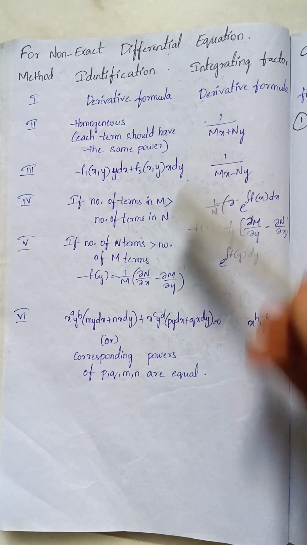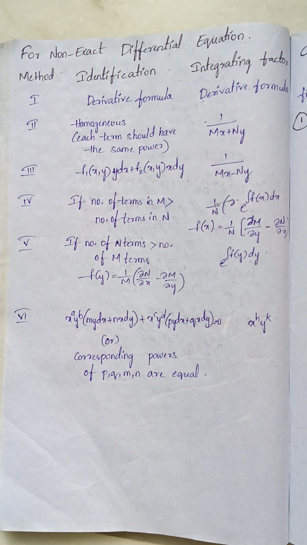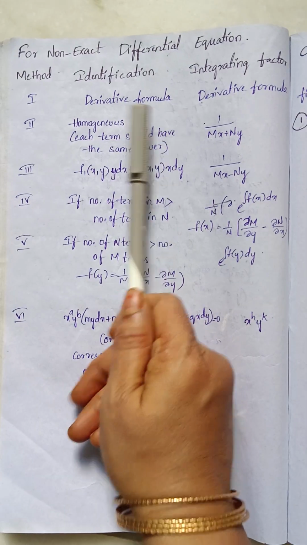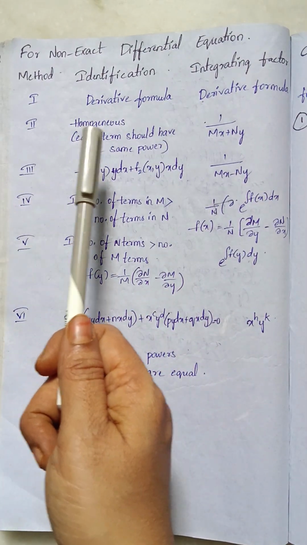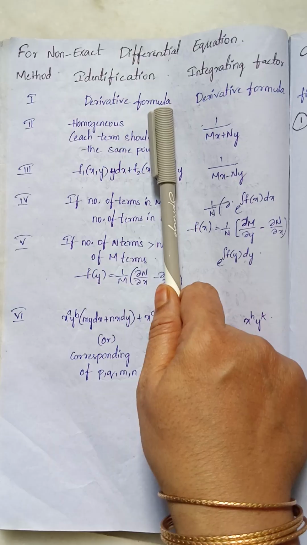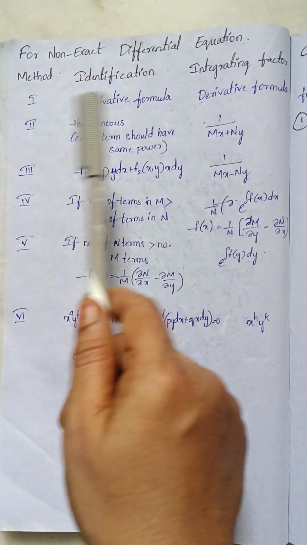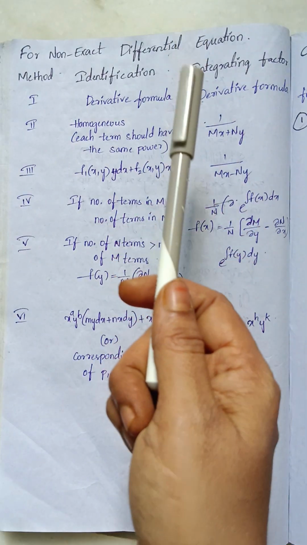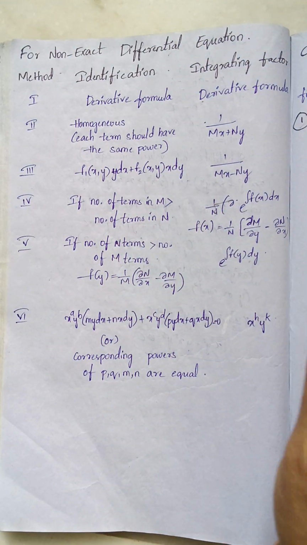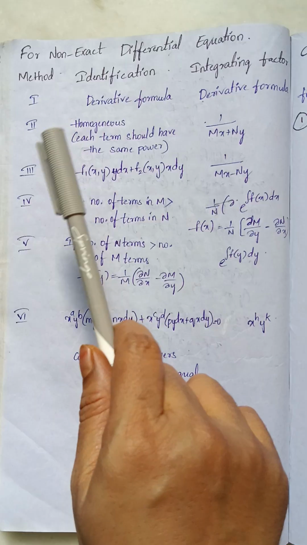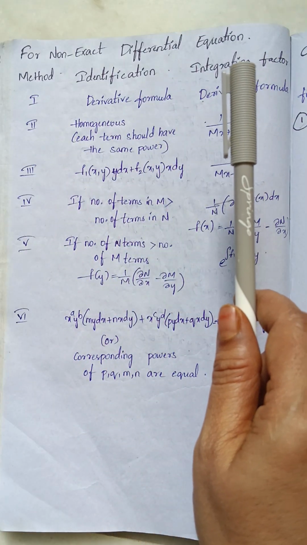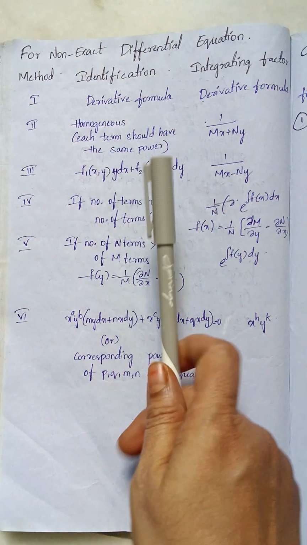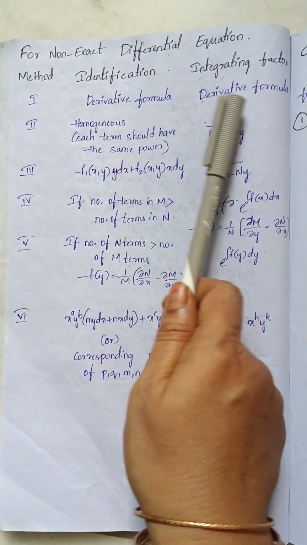So here are a total of 6 methods for non-exact differential equations. The first method is by the derivative formula. Already we discussed it in previous videos, see those videos. Derivative formula means when the question is of the form x dy plus y dx, some formulas are given to you. According to that formula, we need to substitute: if x dy plus y dx is given, then we should write d of xy. Again take the integration, then you are getting the solution. That is the first method.